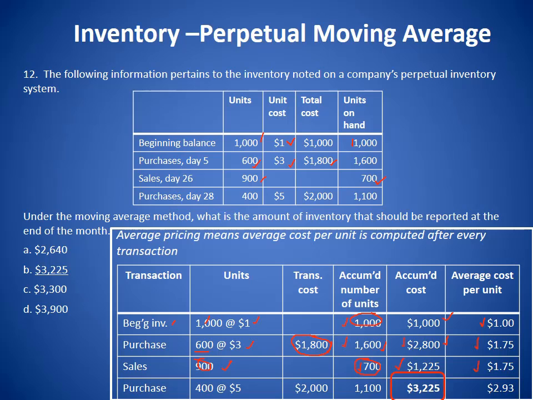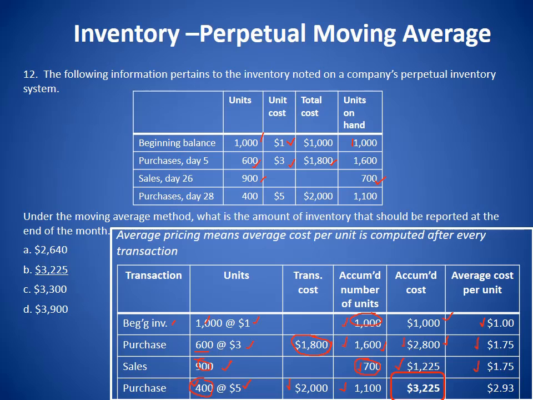Okay, now we're going to purchase some more units. We're going to purchase, in this case, 400 units at $5 a unit. So the total transaction cost in this case would be $2,000. If we do the calculation, we take 700 units plus the 400 units we just purchased. That means the number of units on hand would be 1,100 units.